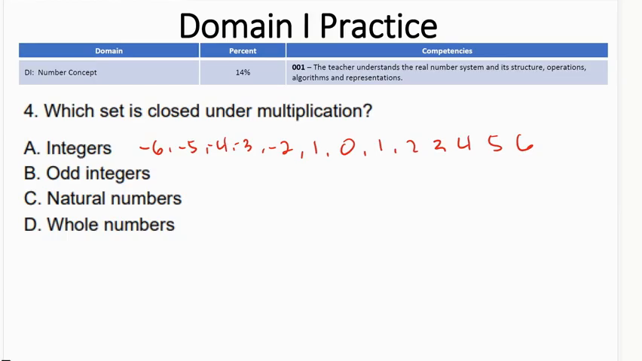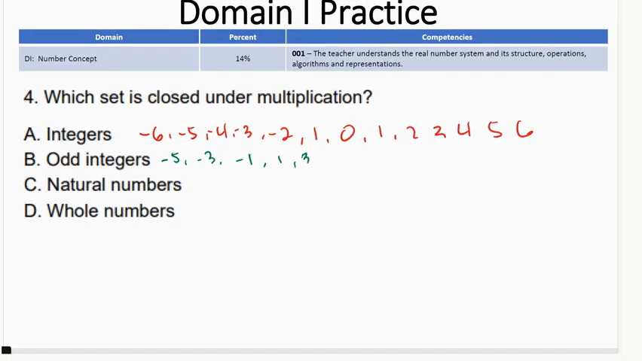Now, odd integers, of course, I'm going to use that number. Odd integers, I'm going to use this. We'll just use here: -5, -3, -1, 1, oh, no, not 2, that's even. 3, and 5.